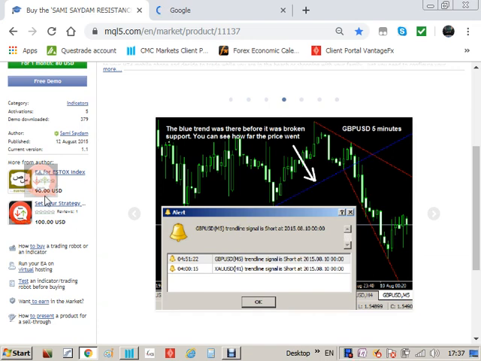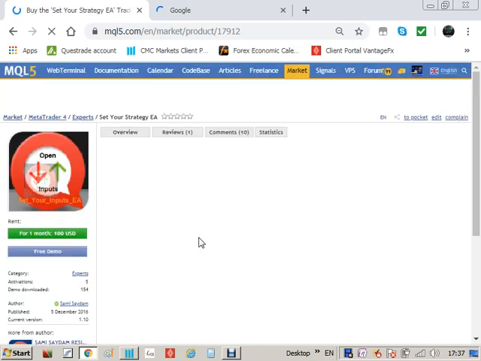Then you can go to my other products, Set Your Strategy. Set Your Strategy is the expert advisor containing the indicator. You can add the CCI with the settings. So this is the open inputs. Set your inputs, so it is free to set your inputs using my indicator.